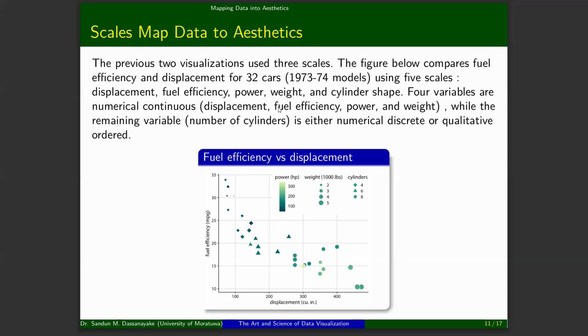And power is indicated by the color, horsepower. So if the color is towards the lighter side, you have higher horsepower, right? So this is a visualization and it has a lot of details. If you just read this one, you can write a lot of things about this particular visualization, the displacement, the fuel efficiency.